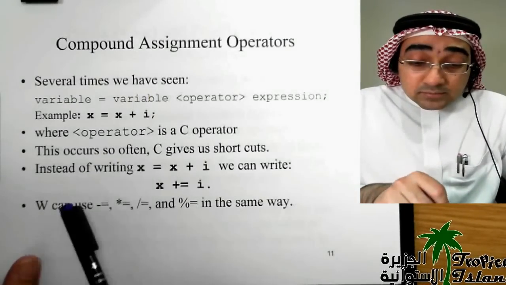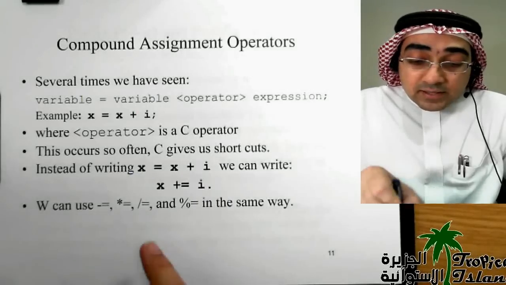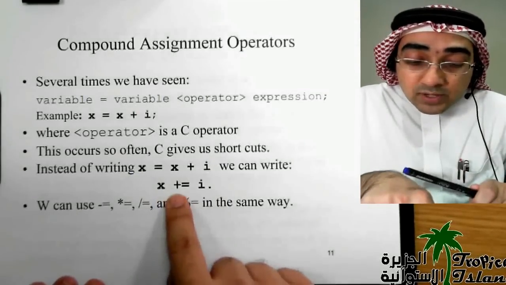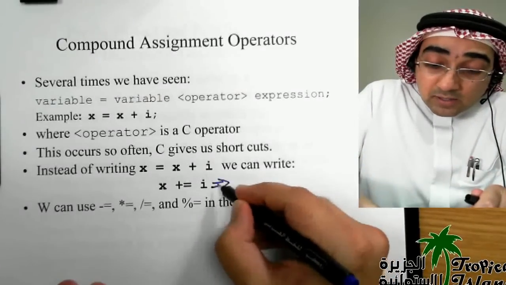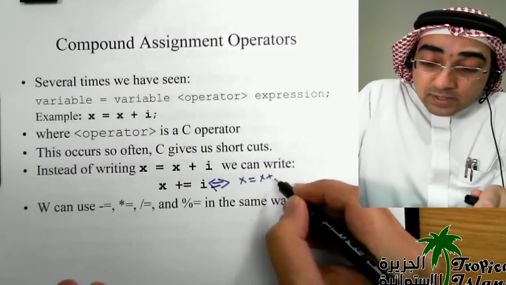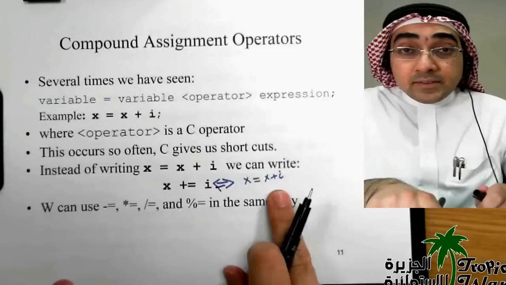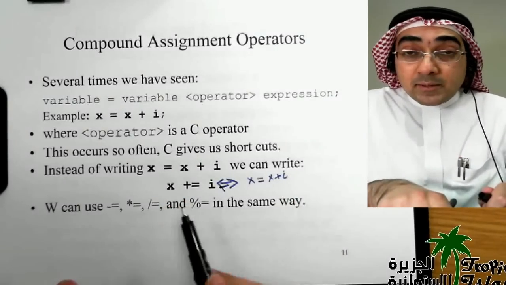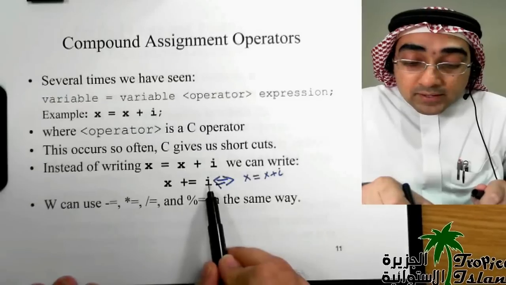Now, in C, instead of writing it like this, they came up with this way. So write x plus equal to i, and this is actually equivalent to writing x equals x plus i. Okay, so you write it this way or you write it this way. These all have the same meaning. When I say x plus equal to i, I mean add to x the value of i.